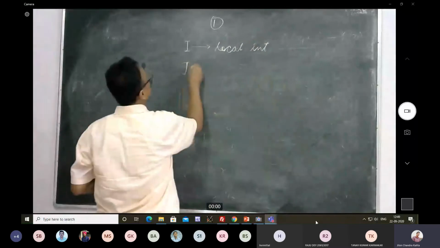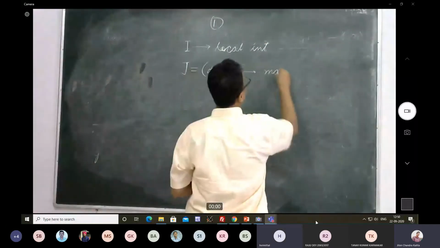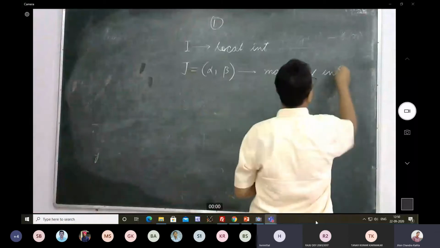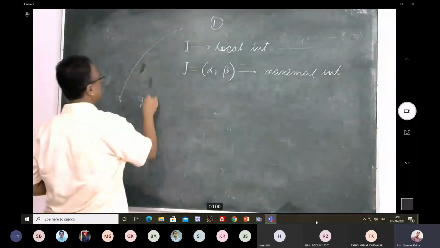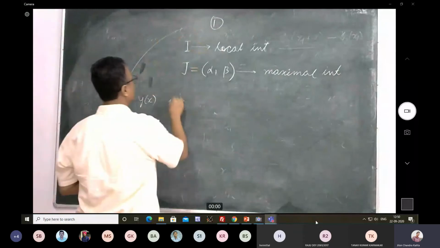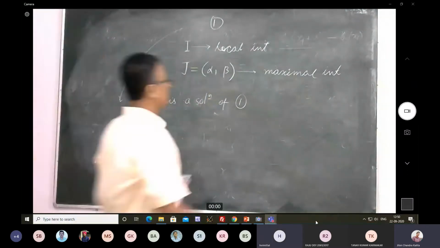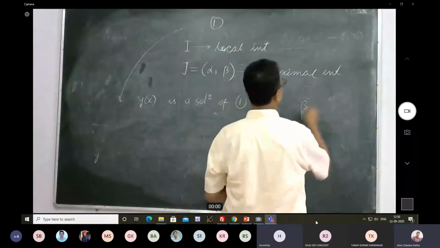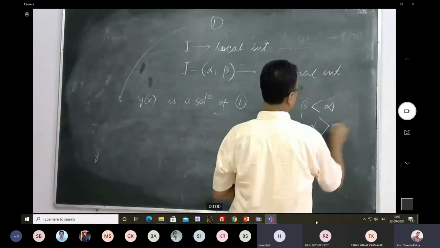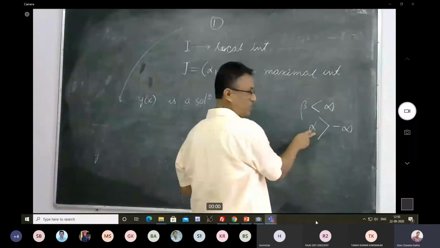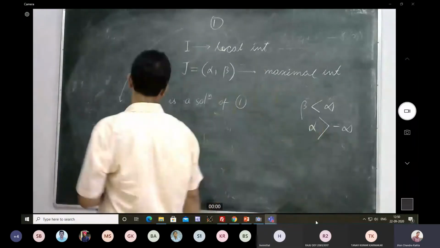Suppose J is the global, or the maximal interval. Then what the corollary is telling you is that suppose y of x is a solution of 1, and suppose beta is less than infinity, and of course alpha is greater than minus infinity. Please don't confuse this symbol, this is alpha. Okay. So then what is going to happen?